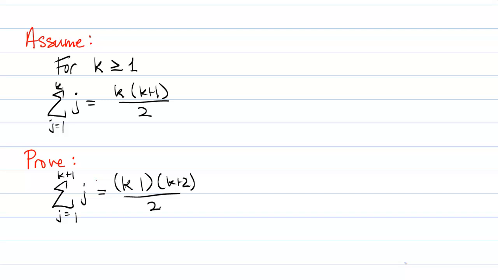So in the inductive step of the proof, we assume that for a particular positive integer k, this equality involving the parameter k is true, and we'll call this assertion P of k. And we'll use this fact to show that the same equality with the value of k plus 1 is true, and we'll call this assertion P of k plus 1. The equality using the value of k, which we are assuming to be true, is called the inductive hypothesis.